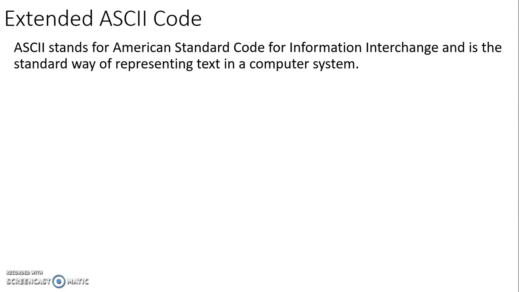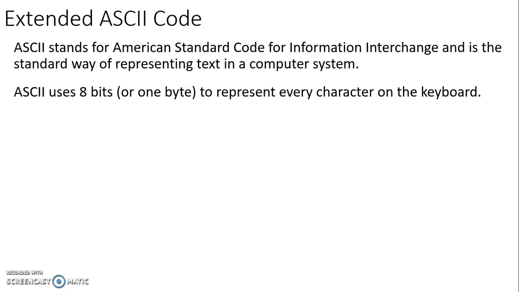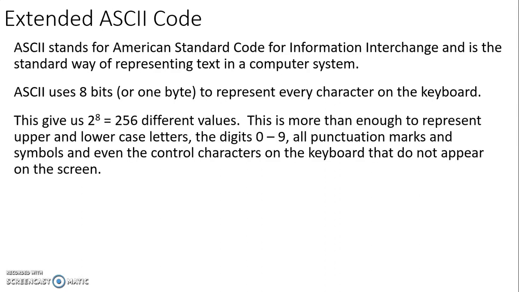ASCII stands for American Standard Code for Information Interchange, and it's the standard way of representing text in a computer system. ASCII uses 8 bits or 1 byte to represent every character on the keyboard. This gives us 2 to the power of 8, which is equivalent to 256 different values. This is more than enough to represent upper and lowercase letters, the digits 0 to 9, all punctuation marks and symbols, and even the control characters on the keyboard that don't appear on the screen.